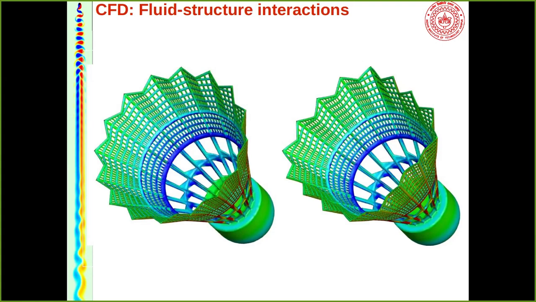So this is the pressure distribution on a rigid shuttlecock. This is when it deforms, you can see. So this is coming from fluid structure interaction, a spontaneous shape like this.